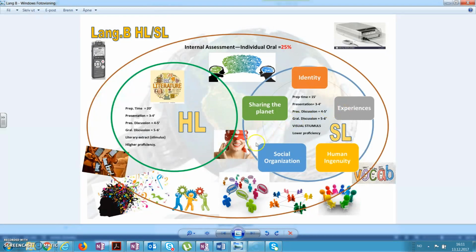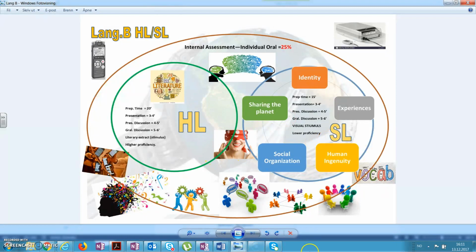Then we highlight the requirements for higher level, which is a literary extract from 2 literary works that were studied during the course. Each one is around 300 words, and the student will use 20 minutes preparation time to take notes, which can be referred to but not read. So again, we have the amount of time that they should be using in each of them, and all in all, these are the main differences between them.